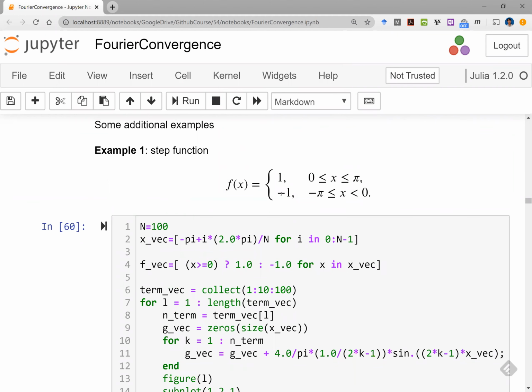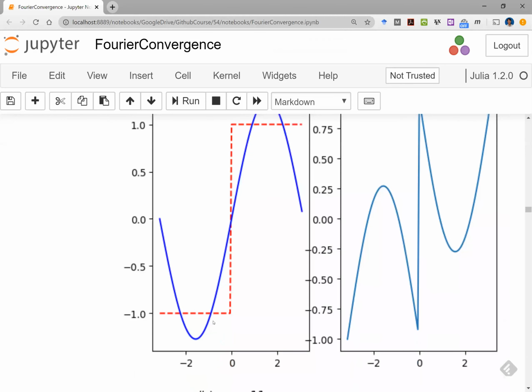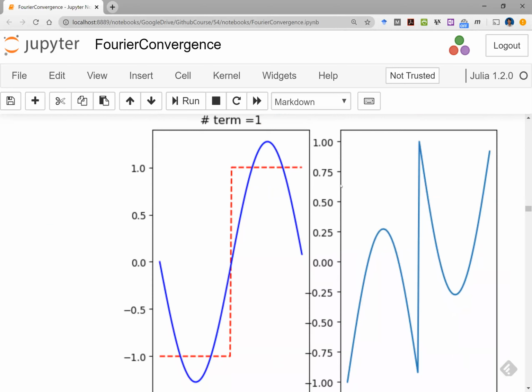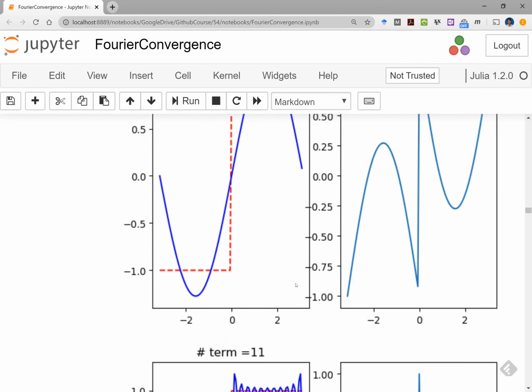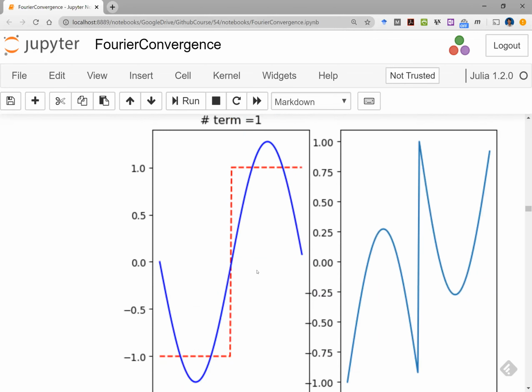So a step function is, here I define from 0 to pi, this is 1, and from minus pi to 0, this is minus 1. So the function looks like this. Okay, here's a step. And then the period just repeats. So the period is really 2 pi.